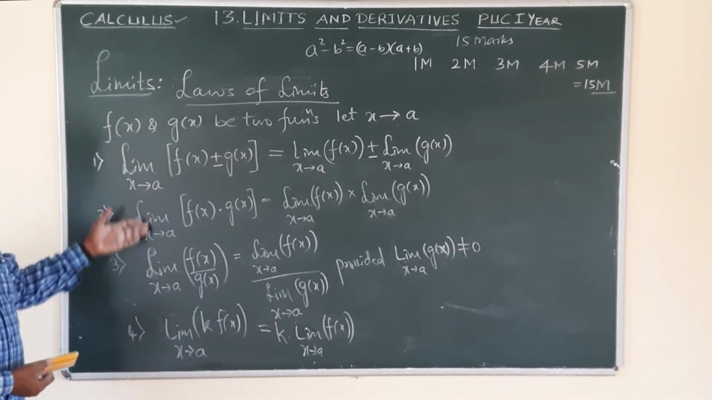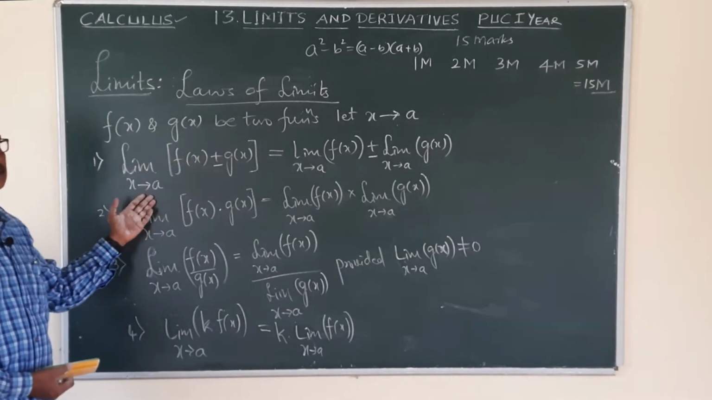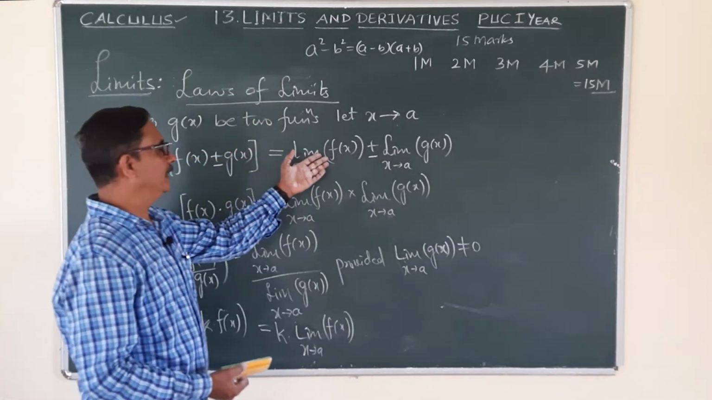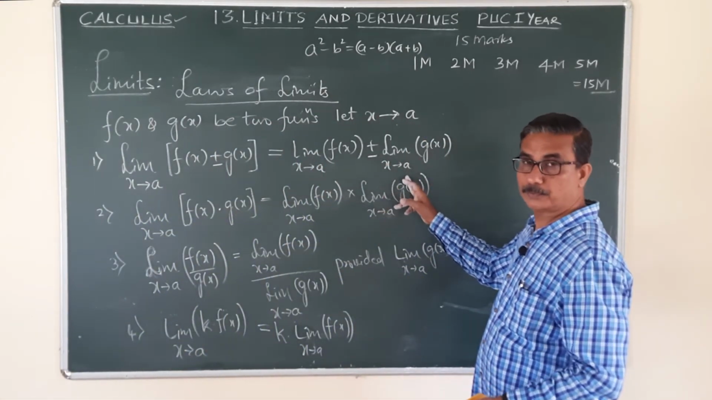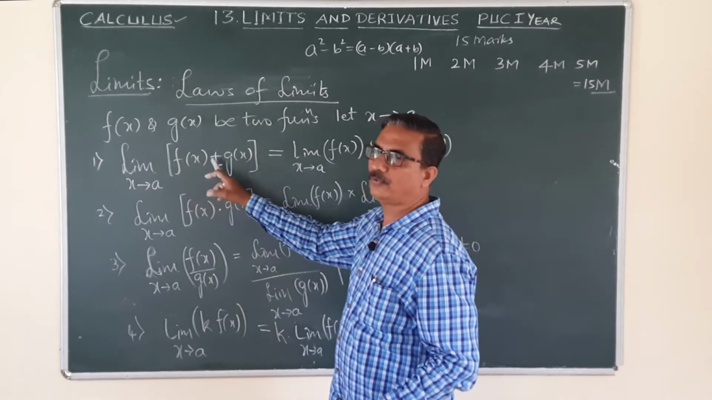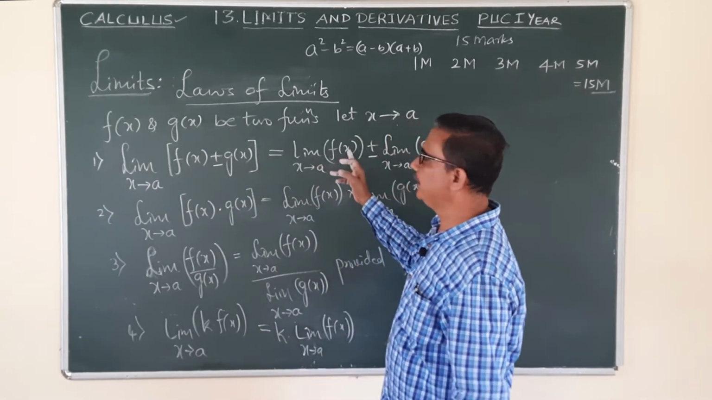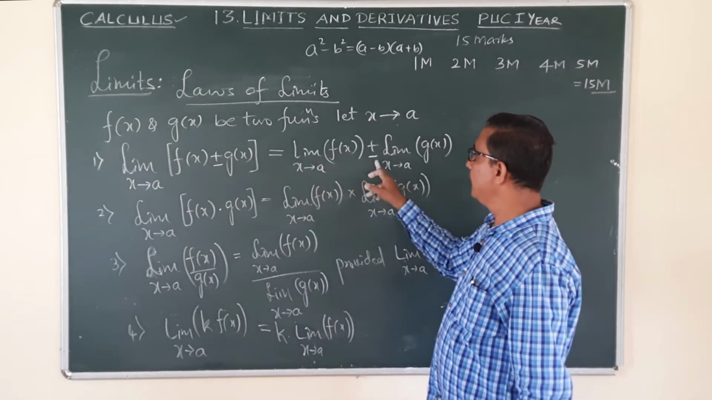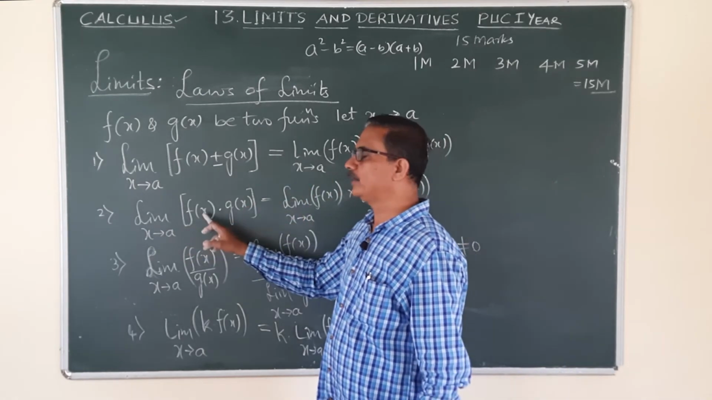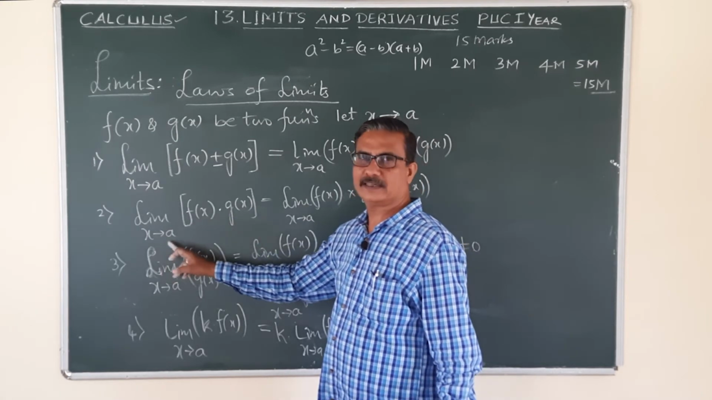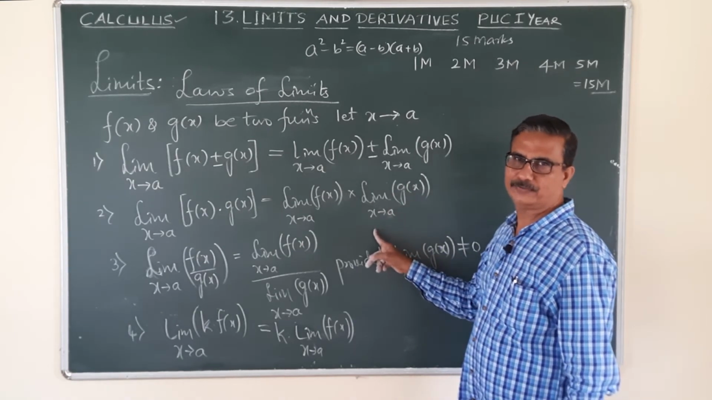So there are 5 laws of limits, namely limit of the sum of two functions as x approaches a is equal to limit of f of x as x approaches a plus limit of g of x as x approaches a. Similarly, limit of f of x minus g of x as x approaches a is equal to, split up the limit, limit of f of x as x approaches a minus limit of g of x as x approaches a. Whereas the second one, limit of the product of two functions as x approaches a is equal to limit of the first function into limit of the second function.